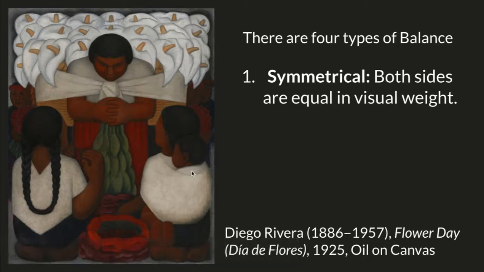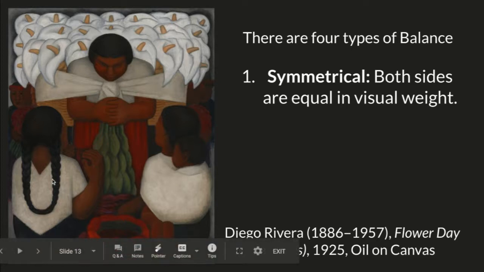We have these 2 figures in the foreground, well, the mother and the child on one side, and then this woman on the other side, and they're about the same size. They are the same colors, so we can see that they very clearly are equal in visual weight.